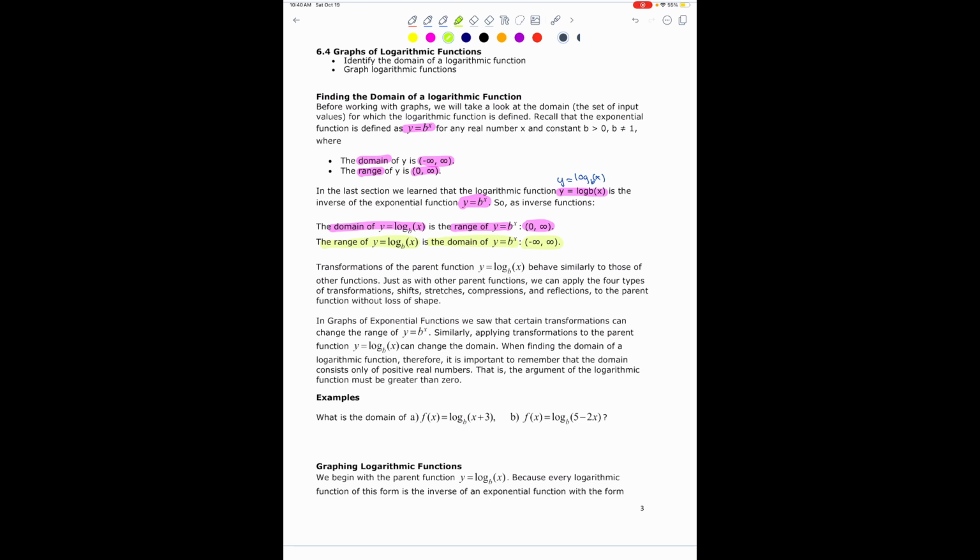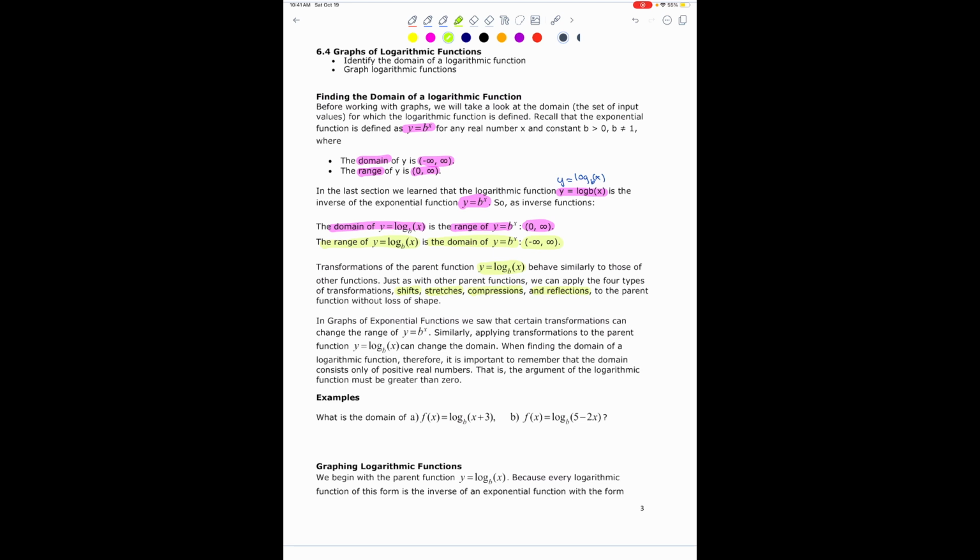The domain of the logarithmic function is from 0 to positive infinity, similar to the range of the exponential function. And the range of the logarithmic function is the domain of the exponential function, which is from negative infinity to positive infinity, or all of the real numbers. Transformations of the parent function y equals log base b of x behave similarly to those of the other functions. Just as with the other parent functions, we can apply the 4 types of transformations: shifts, stretches, compressions, and reflections to the parent function without loss of the shape of the parent function.